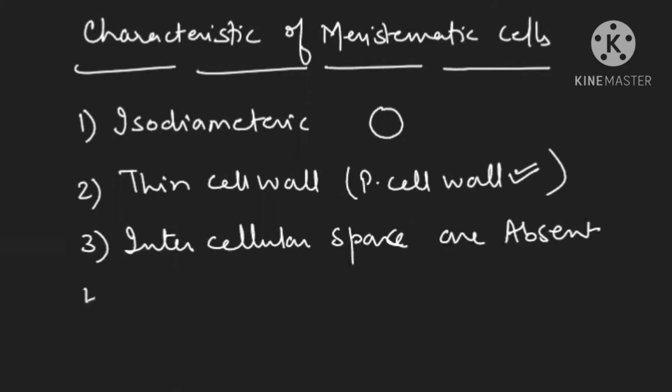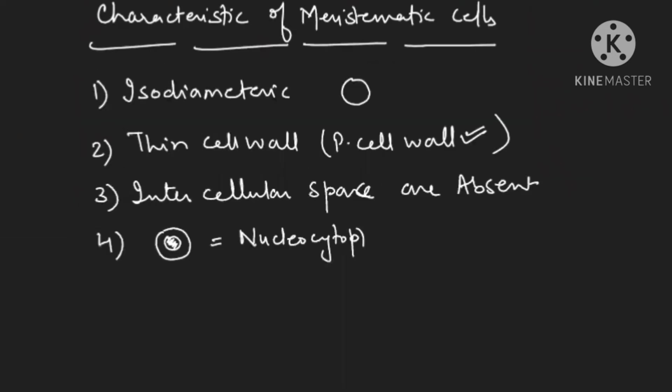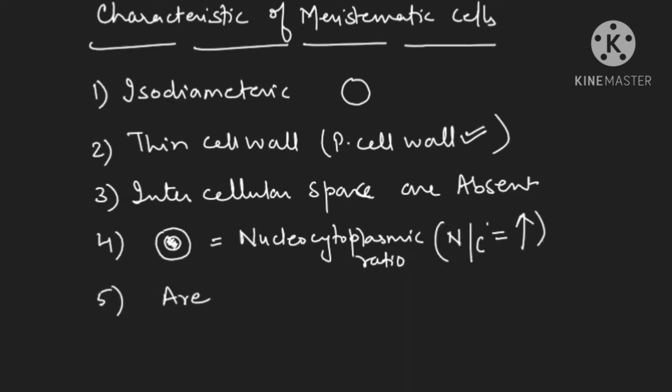If we see the cell, the nucleus is big in size. Is it clear? So we will say the nucleocytoplasmic ratio is high. We can represent it this way: nucleus to cytoplasm, this ratio is actually high. In the same way, we find they also have a very high area to volume ratio.